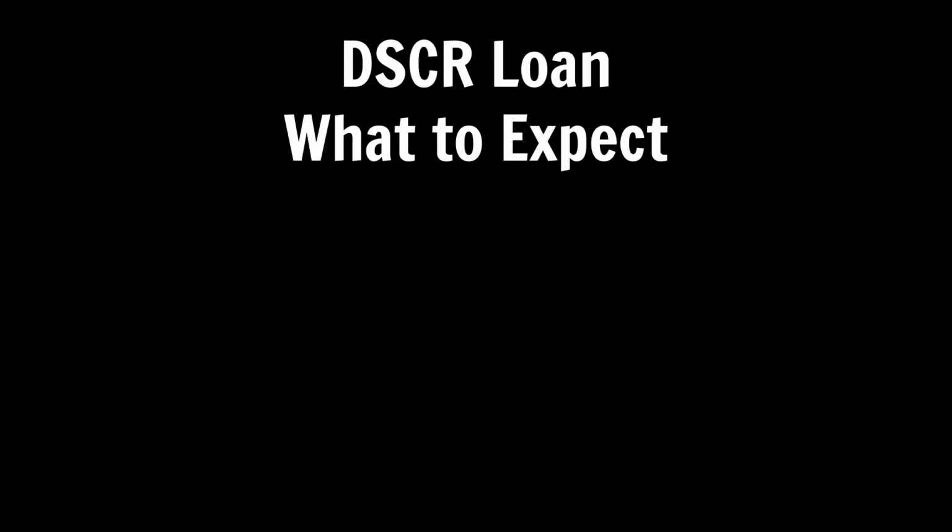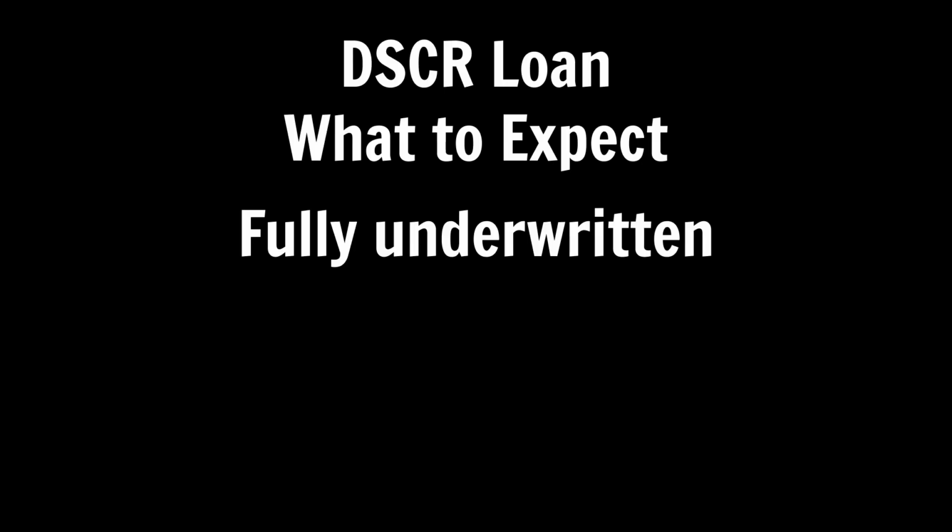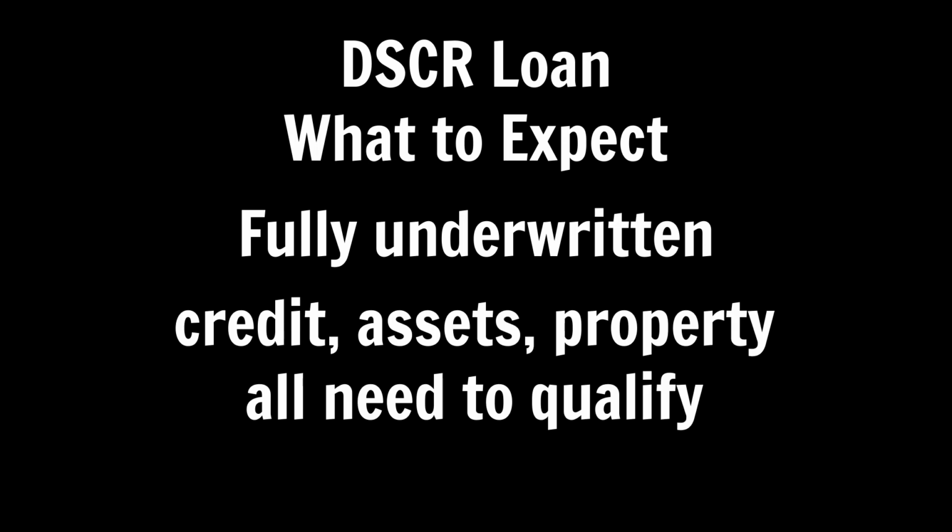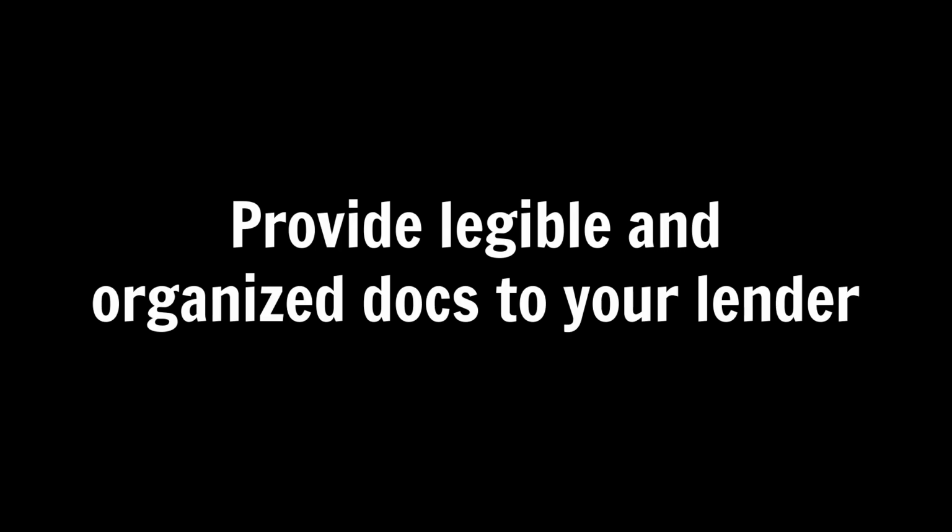So what can you expect when getting a DSCR loan? With this alternative loan type, you can still expect the loan to be fully underwritten with the exception of personal income. That means your assets and credit will be fully verified and the property needs to meet lender requirements. The best thing that you can do to set yourself up for success for this type of loan, and every loan for that matter, is to provide exactly what the lender is asking for. Don't send in partial bank statements. Don't send an ID that's not legible. Get everything in as clearly and as organized as you possibly can. I promise you, everybody that is organized when they send their stuff in, they always close quicker. 100% of the time.